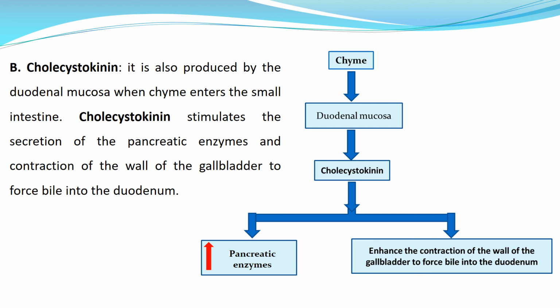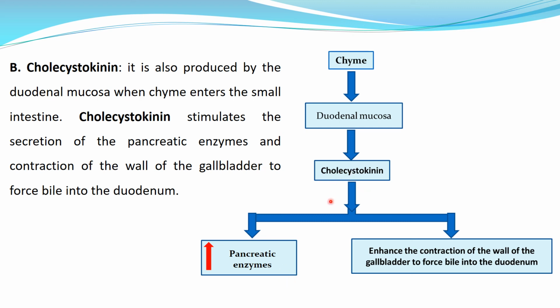The other hormone is called cholecystokinin. It is also produced by the duodenal mucosa when chyme enters the small intestine. So again, similar to secretin, cholecystokinin is secreted by the duodenal mucosa when chyme enters into the duodenum. In turn, cholecystokinin increases the pancreatic enzyme secretion.